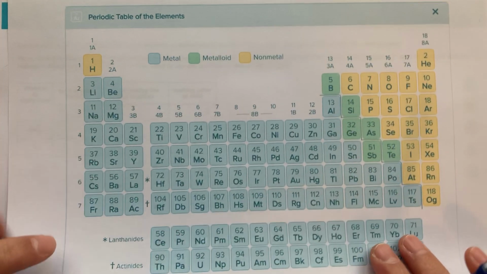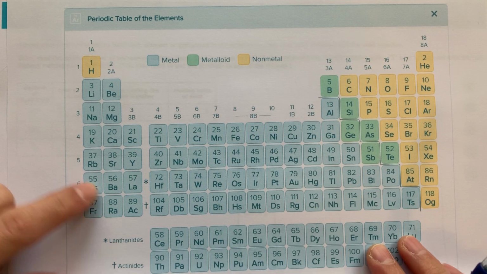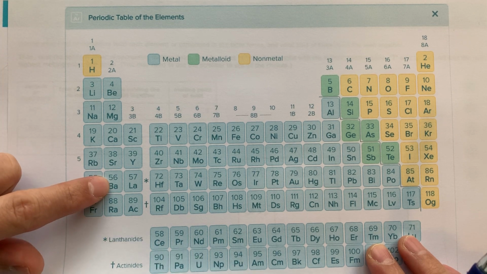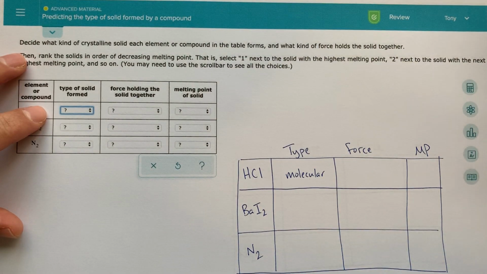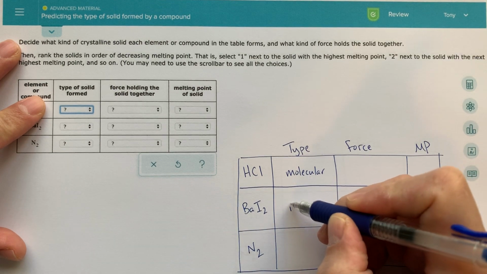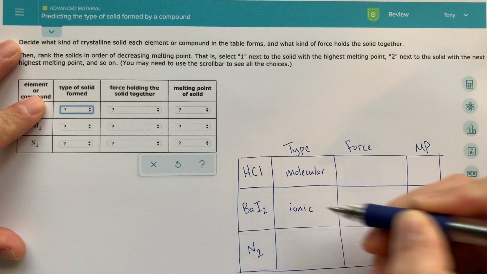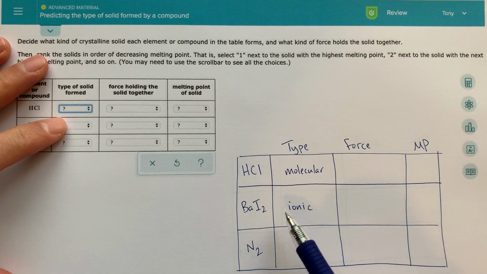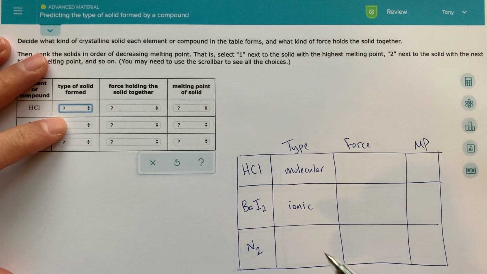So for barium, barium is a metal, right? So barium shows up in group 2. So here we've got barium here. It's in blue, hydrogen in yellow or orange. So since barium is a metal, and then iodine is a nonmetal, this must be ionic. So anytime you're combining a metal and a nonmetal, that means you've got an ionic compound. So we can just fill in the type based off of that.